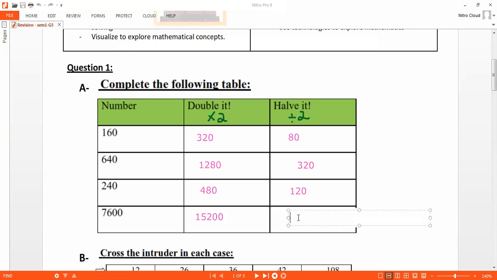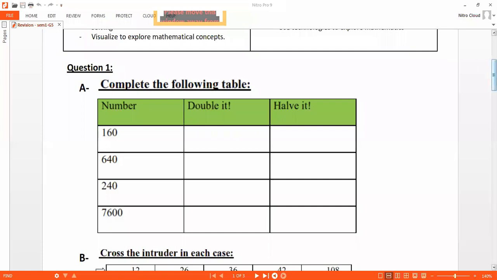So first we divide 0 divided by 2 is 0. 0 divided by 2 is 0. Now 76 divided by 2, you can do it mentally. 76 is 70 plus 6. So half of 70 is 35 and half of 6 is 3. 35 plus 3 is 38, so it's 3,800.